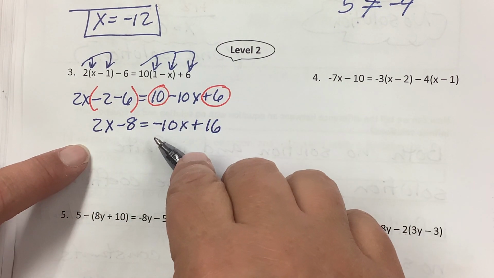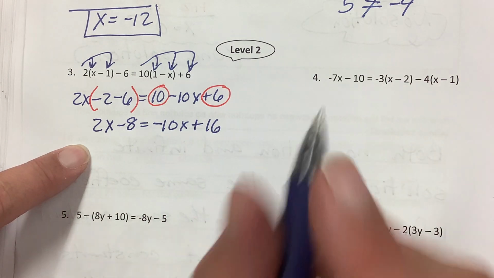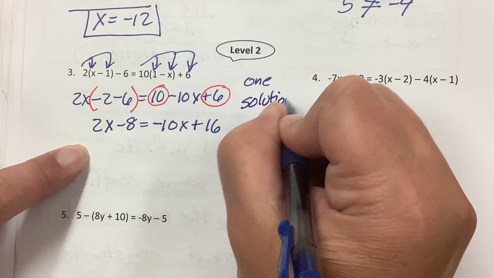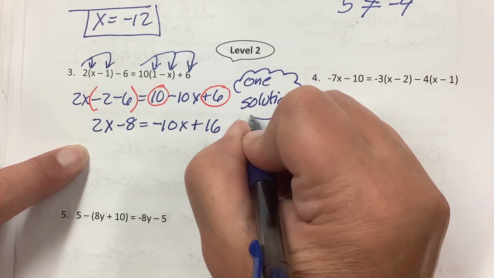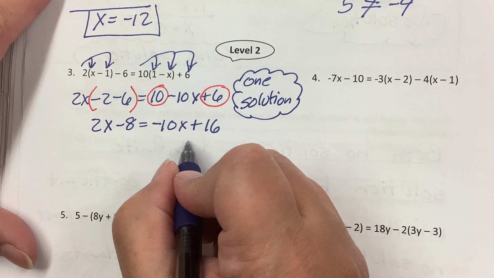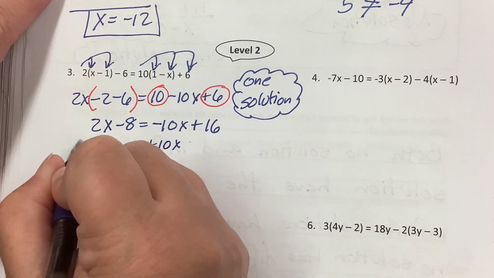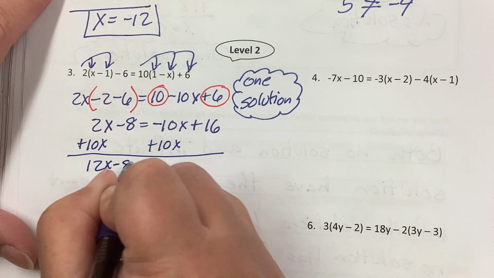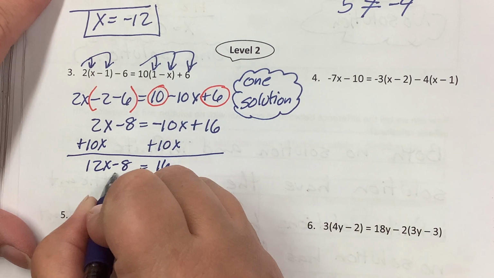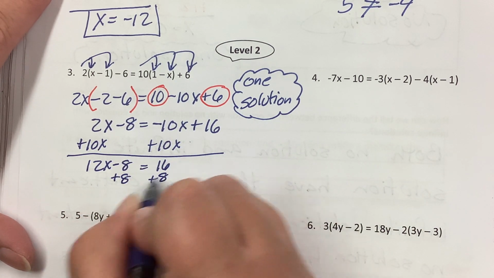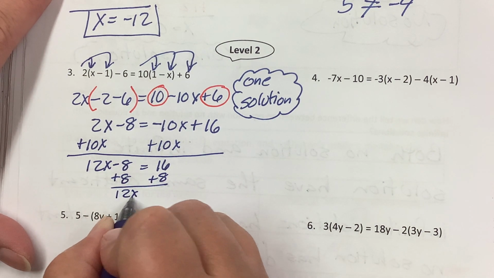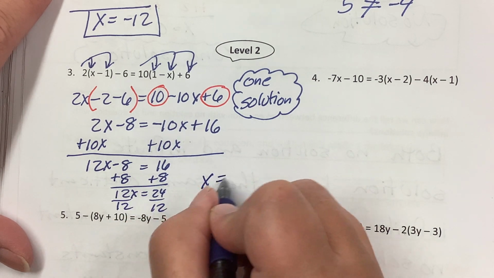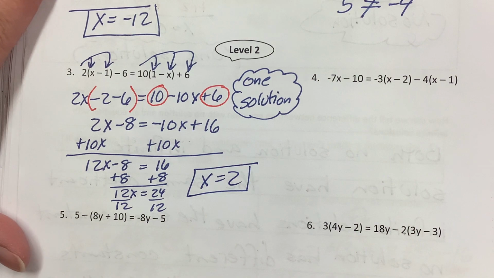Oh, look, they're very different. This means there's going to be just one solution. I already know. I didn't do it yet, but I already know. Now I'm going to finish it off. Let's see, add 10x to both sides. And I get 12x minus 8 equals 16. I'm going to add 8 to both sides. I'm running out of room because I write too big. And I get 12x equals 24. Divide by 12, divide by 12, x equals 2. Whew, there's my one solution.